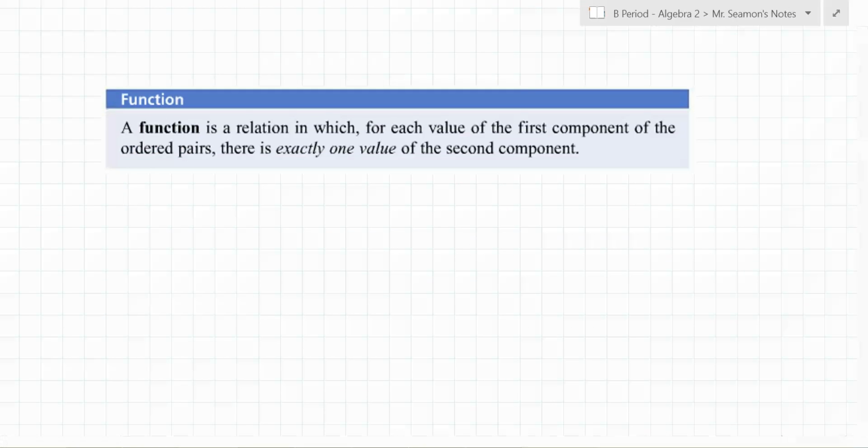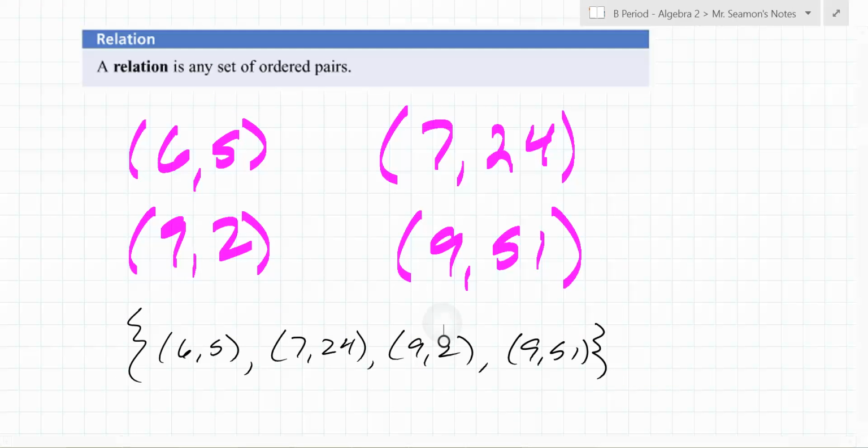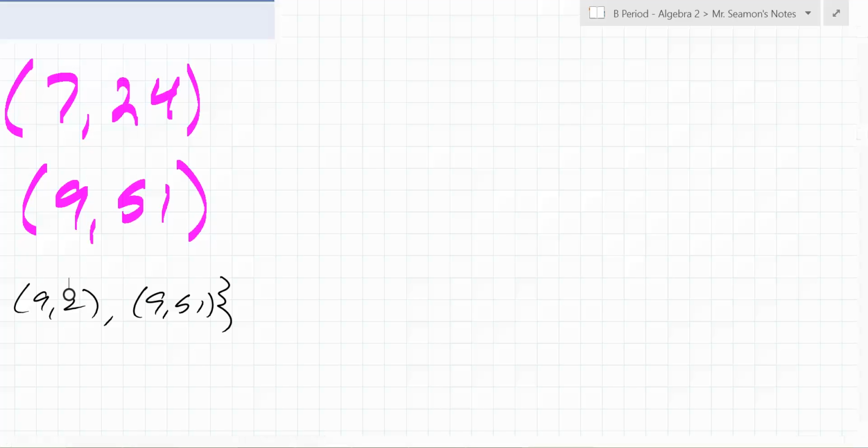So what about this, though? So again, a relation could look like that. You know what else a relation could look like?